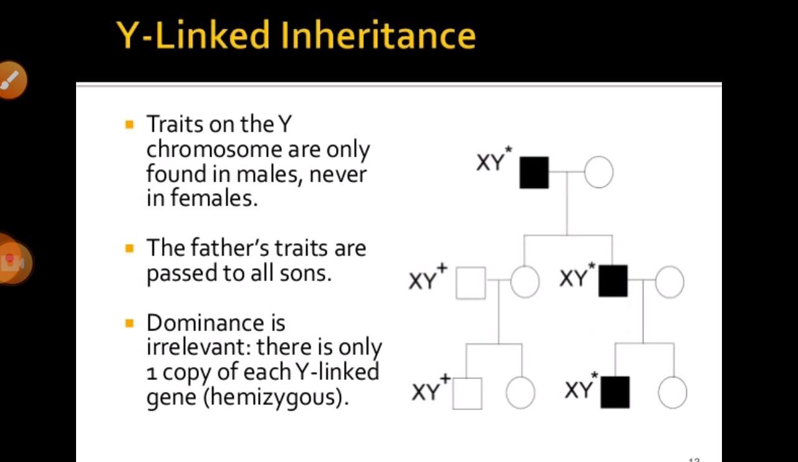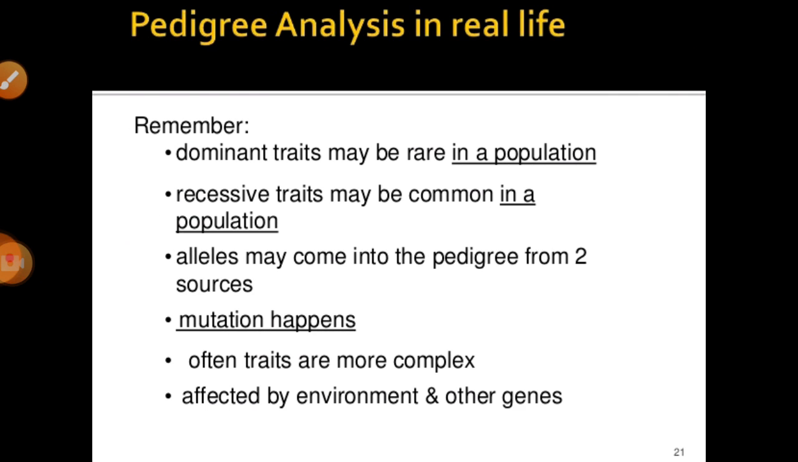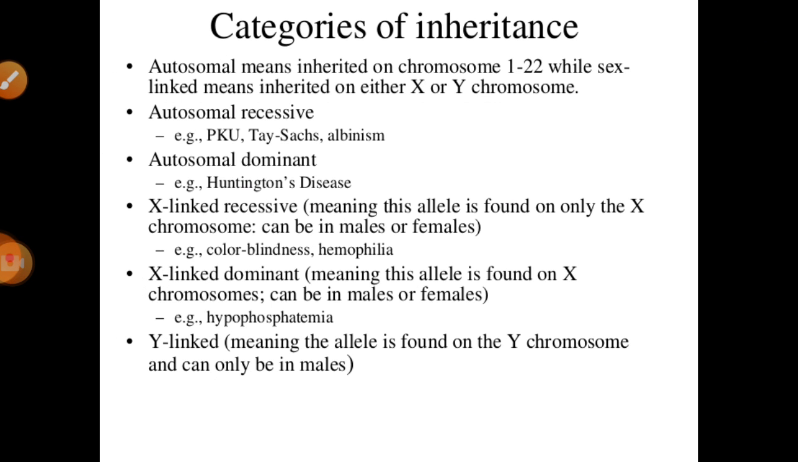Then we come to Y-linked inheritance. Generally, this trait on the Y chromosome is found only in males, never in females, because the Y chromosome carries the disease and it can be transferred through it. This disease never occurs in females, so we can easily understand how Y-linked inheritance works. Dominance is irrelevant, as there is only one copy of Y-linked genes, so these diseases can be found in this way. I think everybody understands this.